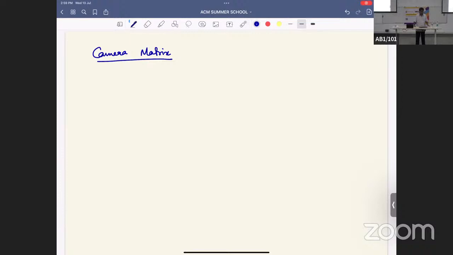So there are many challenges. One of them is that you want to make predictions about the 3D world with only 2D data. That's a main challenge. So where has that one dimension gone? To answer that, we need to understand what the camera matrix is. Okay, so what is a camera matrix?